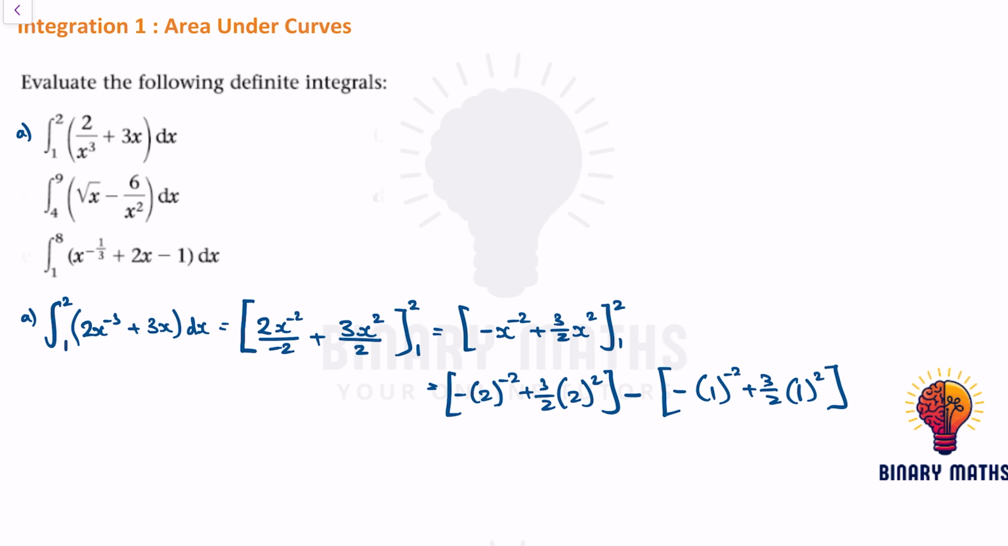Okay, so I get this case. When I put the first square bracket into the calculator, I get 5.75. And when I put the second one in, I get 0.5. So 5.75 take away 0.5 is equal to 5.25. So that would be my answer for A.